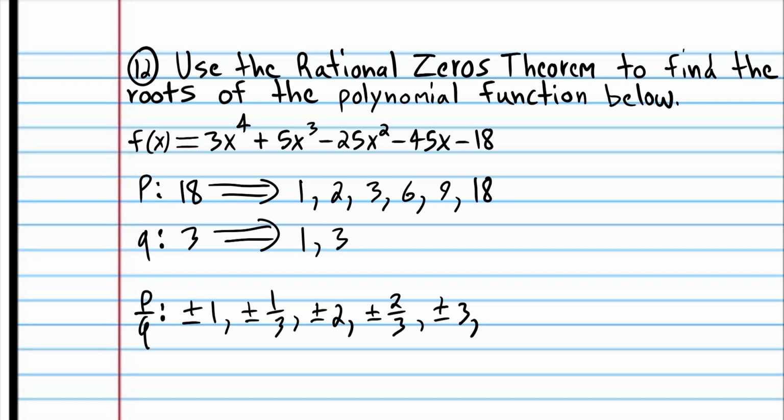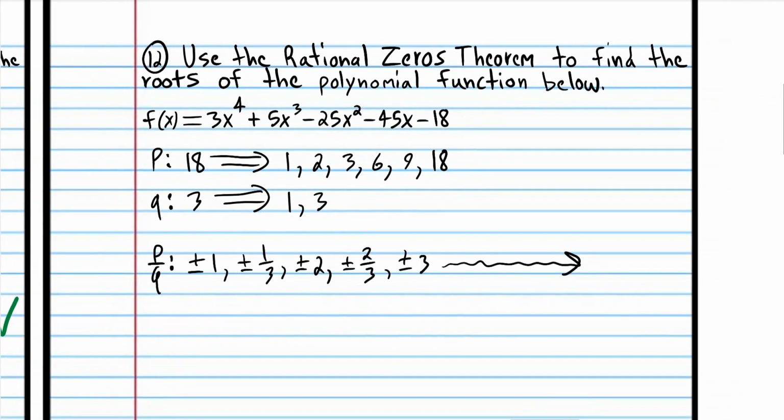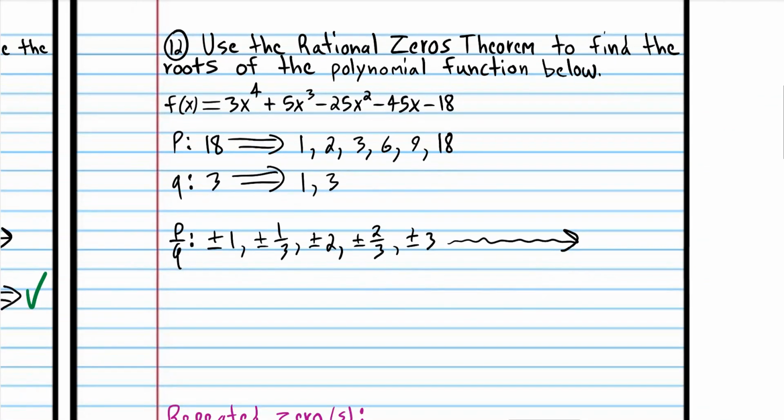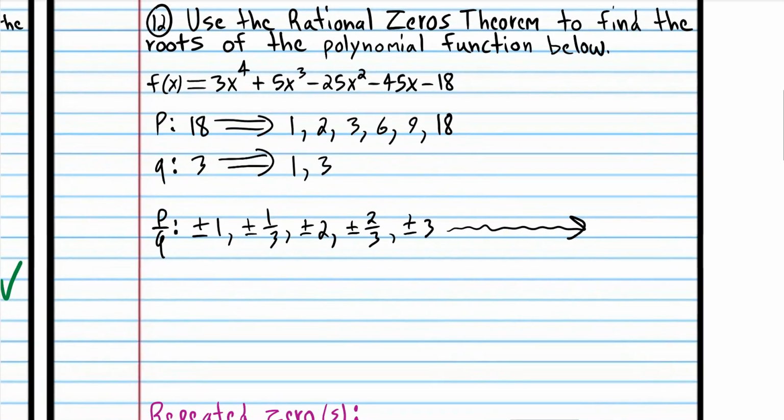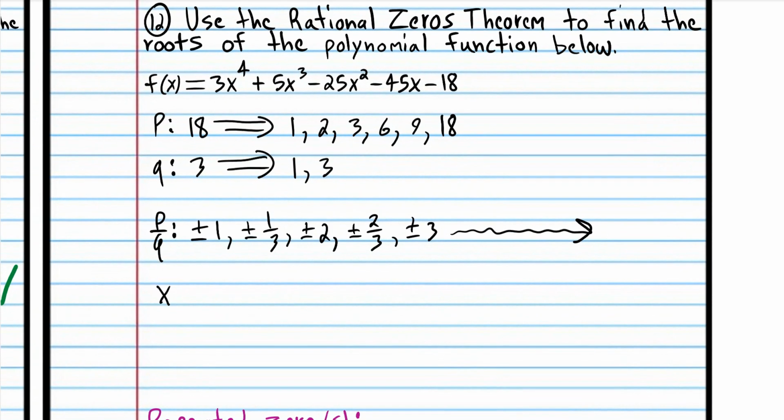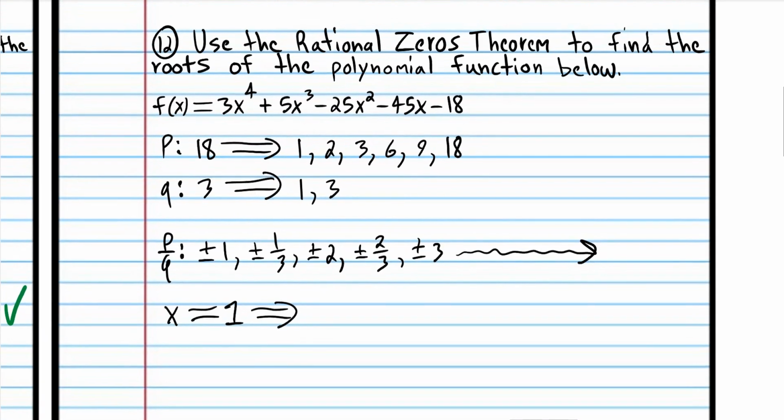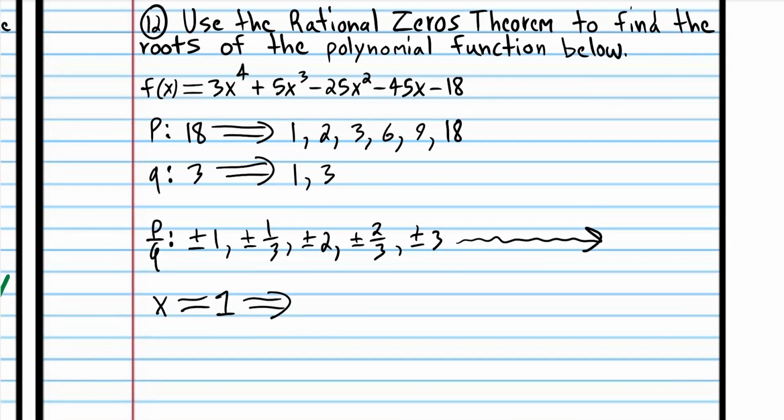We could just keep going and going. But again, I'm not going to make you write all of those because we don't really need all of them. So if you got that right, good job. So now we're going to start by plugging in 1. See if 1 is a root. So go ahead and do that. And when you come back, we'll do it together.